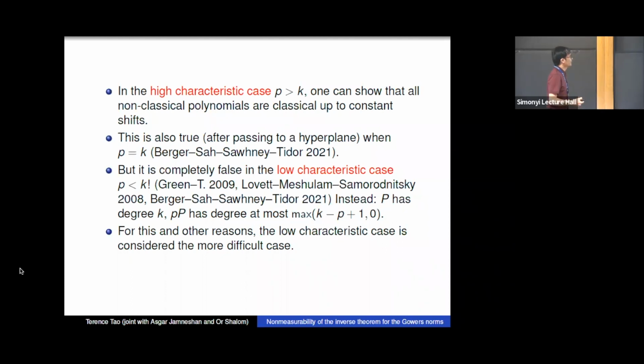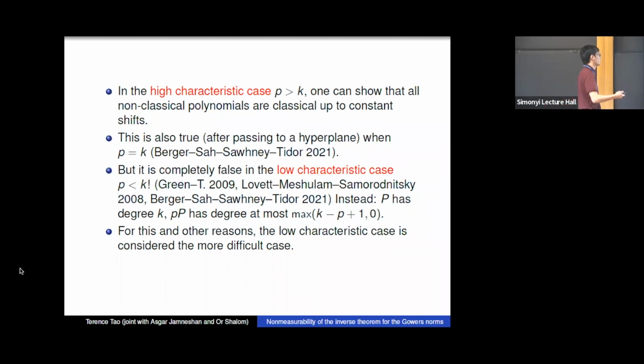But it turns out that in low characteristic, where p is less than k, for example p equals 2, which is of interest in computer science, where pretty much everything is low characteristic, the two classes are genuinely different. There are non-classical polynomials of degree k which are not approximable in any sense by classical polynomials of degree k. They can be approximated by classical polynomials of higher degree, but not of low degree. If you have a degree k non-classical polynomial in the low characteristic case and you multiply by p, it doesn't vanish. Instead, there's a reduction of degree, but not enough to kill it.